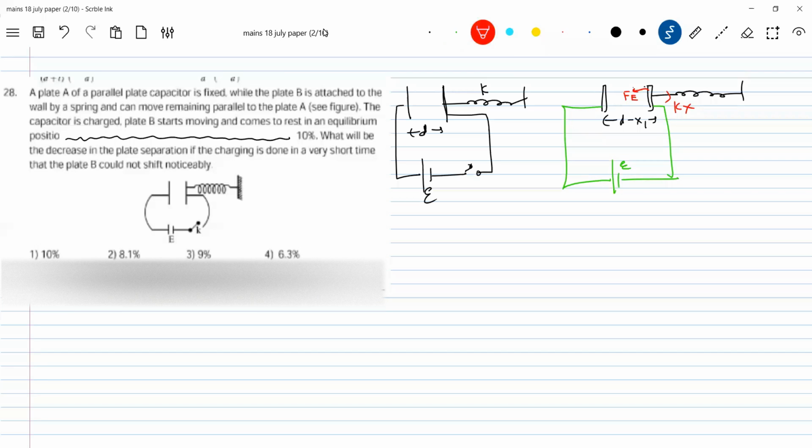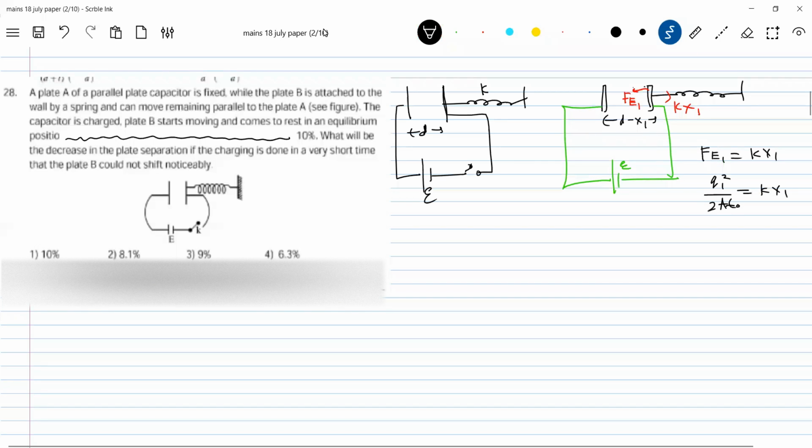Let me take the second situation now. The capacitor is charged, the plate B starts moving and comes to rest in an equilibrium position with 10% displacement. So directly we can go for this. What is Fe? Fe1, I'll write it. In this case, Fe1 is equal to Kx1. So this should be equal to Q1 square by 2A epsilon naught.